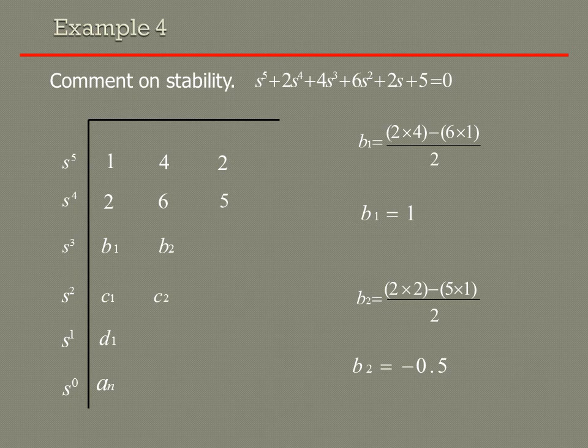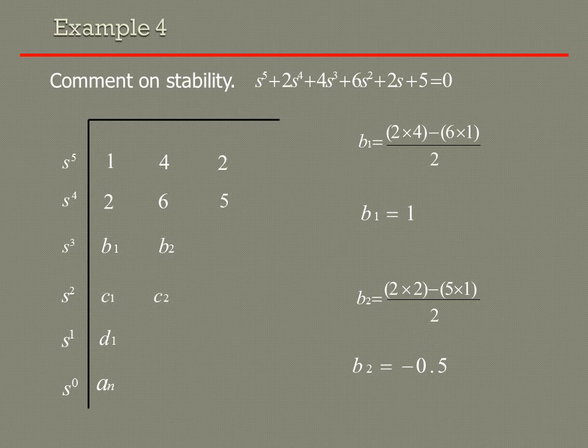Next example, we have given one characteristic equation s raised to 5 plus 2s raised to 4 plus 4s cube plus 6s square plus 2s plus 5 is equal to 0, and we have to comment on stability. So let us write down the roots array first. At the left side we will write the s powers, that is s raised to 5, s raised to 4, s raised to 3, s raised to 2, s raised to 1 and s raised to 0.